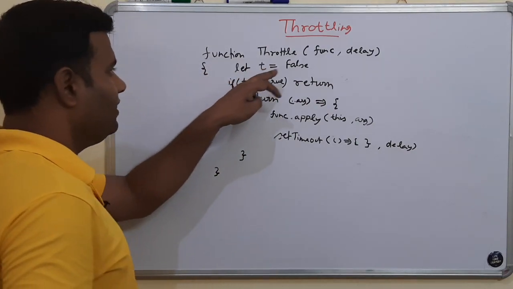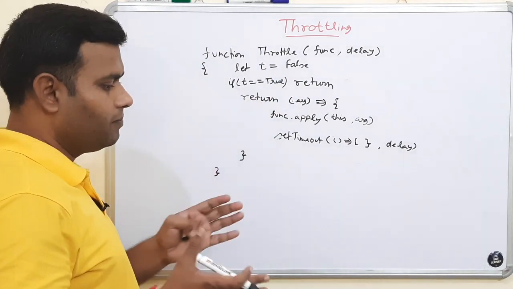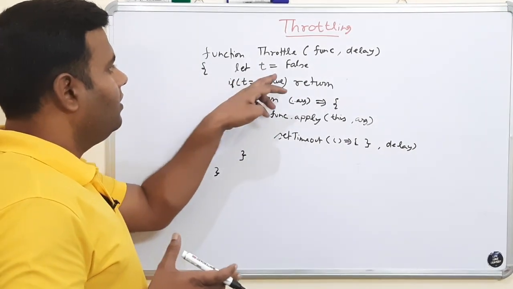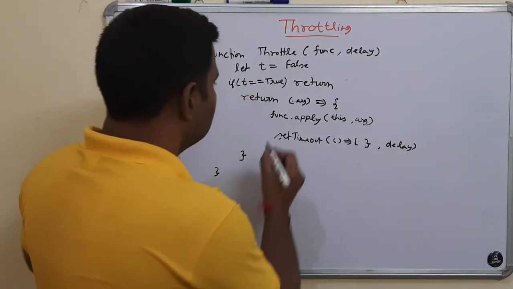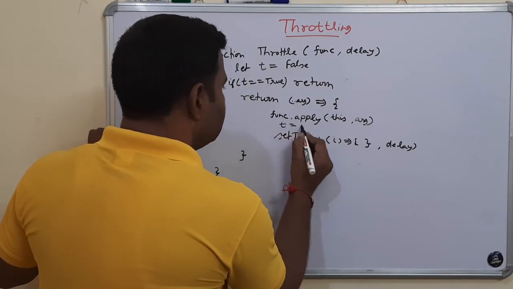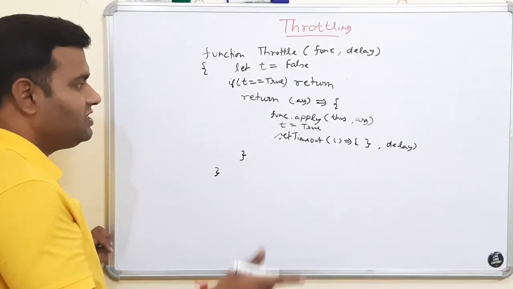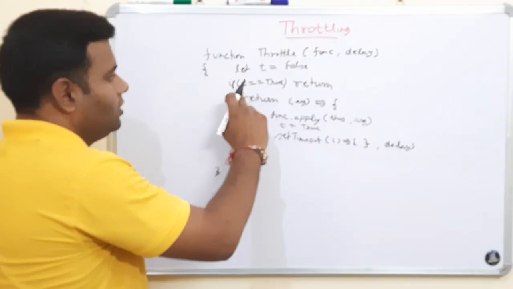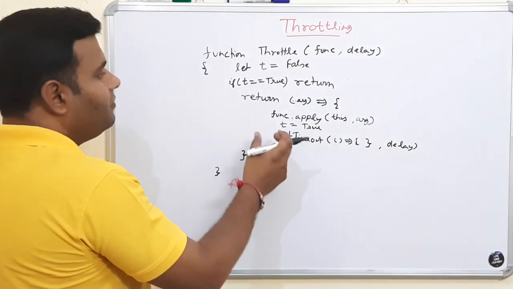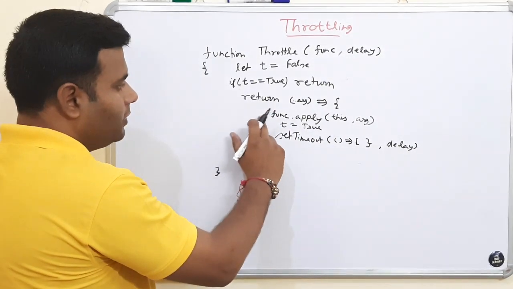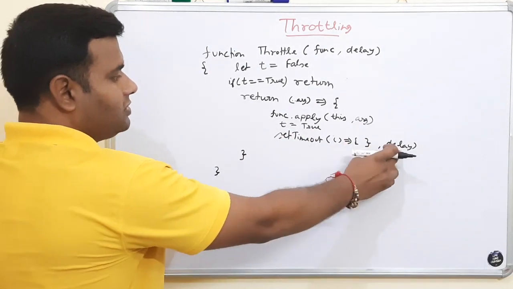What we are doing is we have taken a variable called t, set to false, and this t is saying that the last time we have already called this function. If we have called this function, we will set this equal to true. So here we have already called, now we are making this true. So the first time when this function is called, t is false, so this condition will not trigger, it will return this function. And when it returns, it will run this particular function, and then it will set t equal to true, and then it will wait for some time.